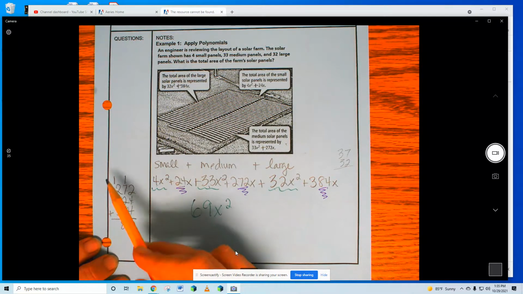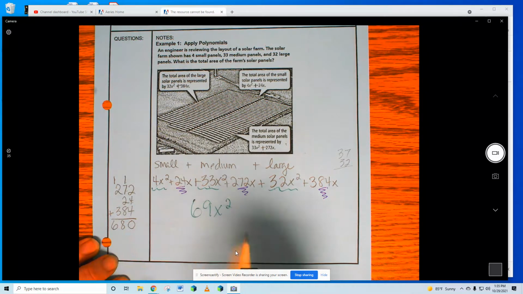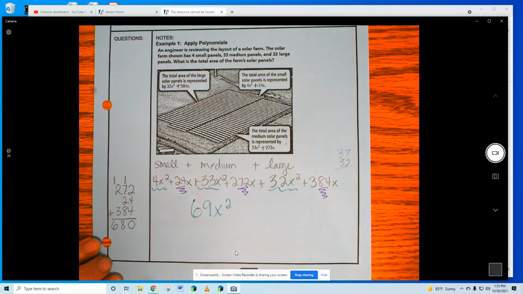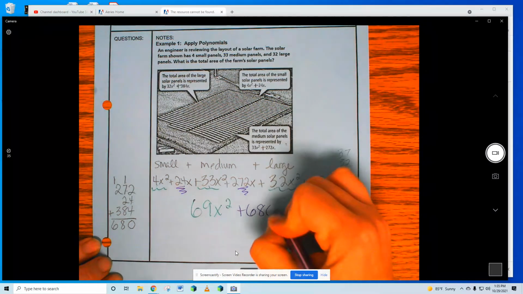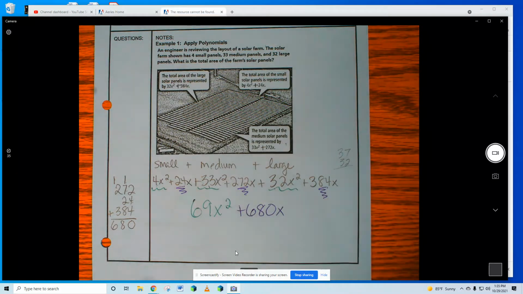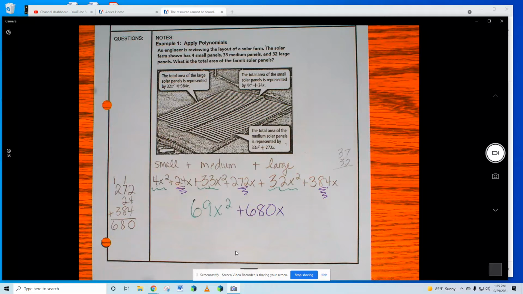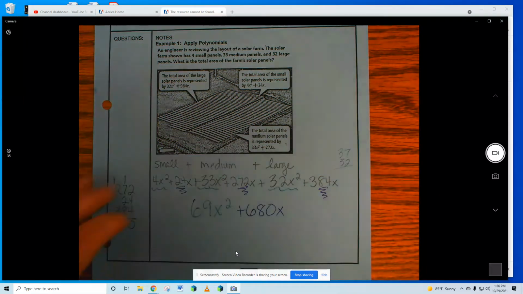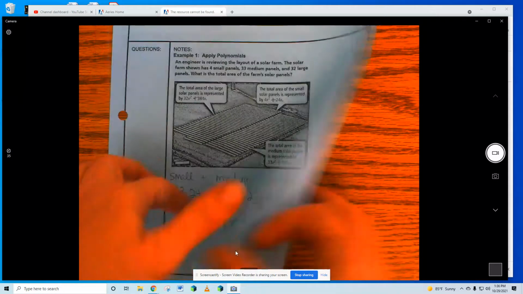680. 680x. I can't go any further. One of these has an x squared and one of these has an x. And that's the best I can do. Okay? So I'm just adding the area of three different solar pieces. Okay, we're going to jump to the last page.